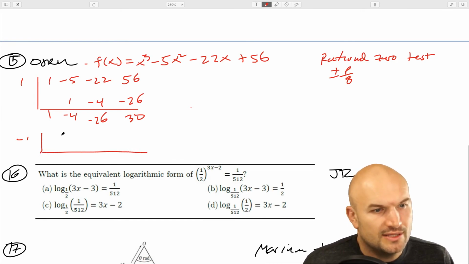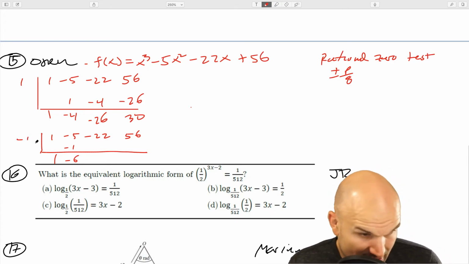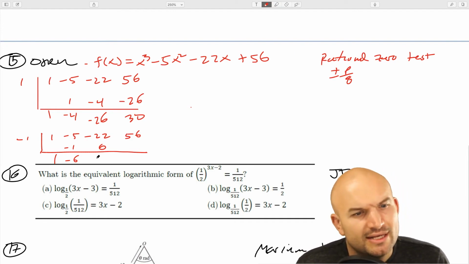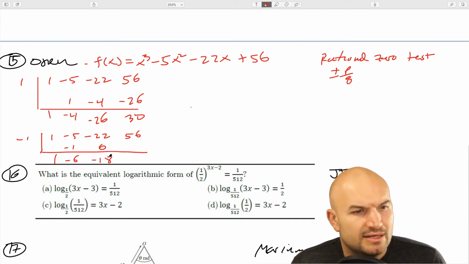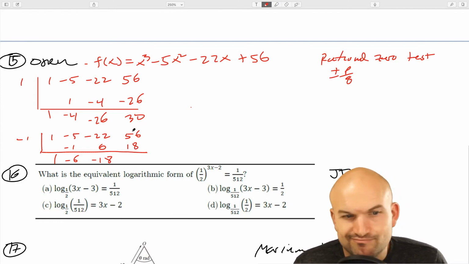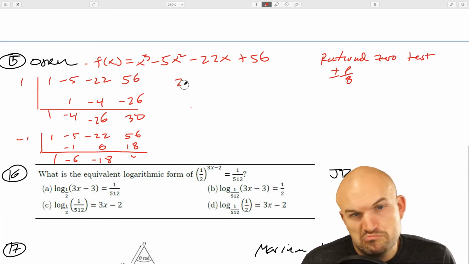All right, so let's try this again now with a -1. I don't think this is going to work though. Bring down the 1. 1 times -1 is -1. That becomes a -6. -6 times -1 is a +6. That's going to give you a -18. -18 times -1 is going to be a +18. That's not going to work. So that's going to give you a remainder. Let's try 2 and see what happens.